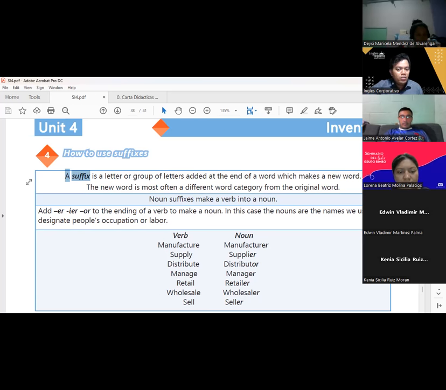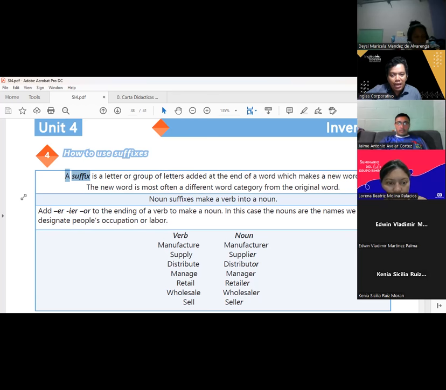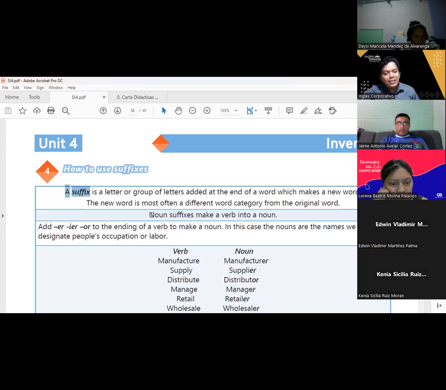When we add a suffix to a noun, like in the case of the ones that we got over here, it says noun suffixes make a verb into a noun. So check out these options that we got over here, guys. It says add er, ier, or or to the ending.